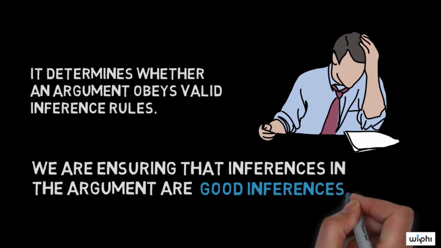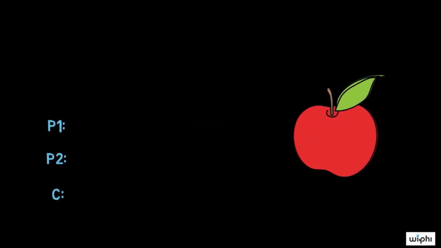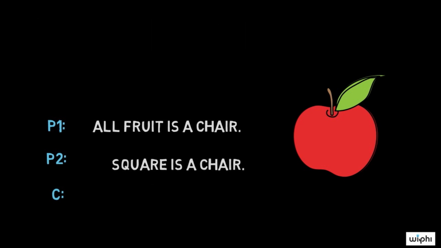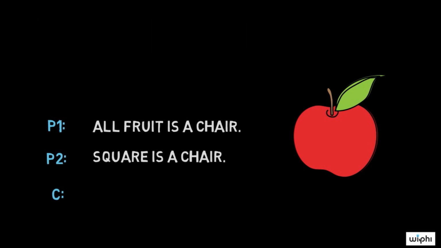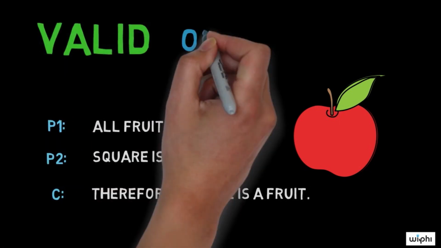I'll leave you with one last example and ask you to determine its validity or invalidity. P1, all fruit is a chair. P2, square is a chair. Conclusion, therefore, square is a fruit. What do you think?